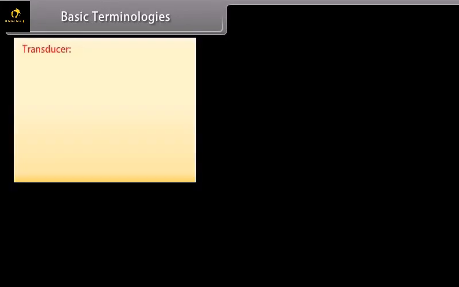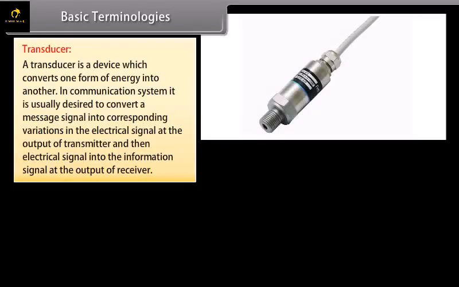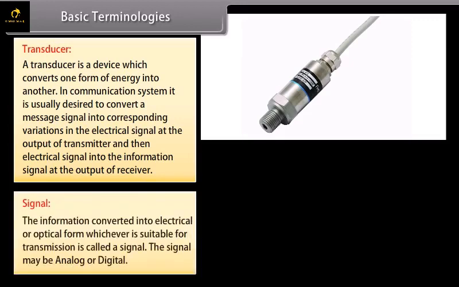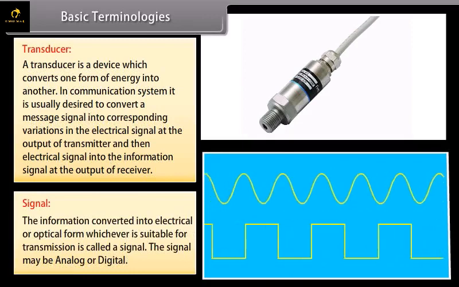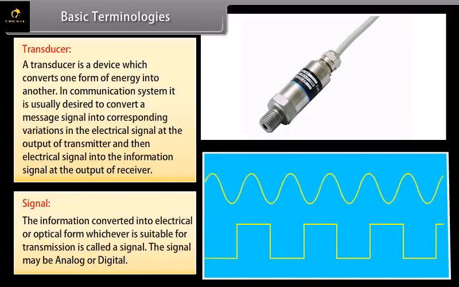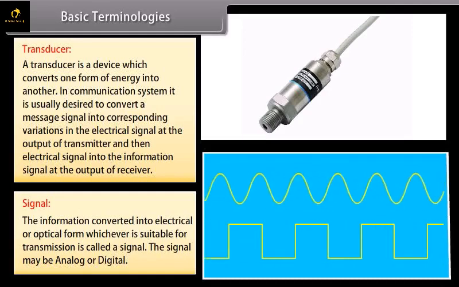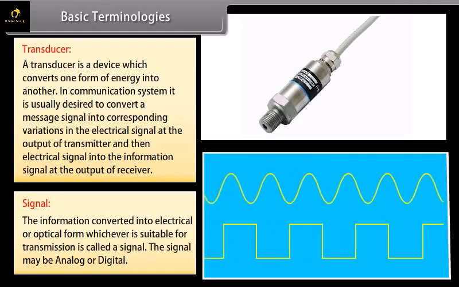Basic terminologies. Transducer. A transducer is a device which converts one form of energy into another. In communication system, it is usually desired to convert a message signal into corresponding variations in the electrical signal at the output of transmitter and then electrical signal into the information signal at the output of receiver. Signal. The information converted into electrical or optical form, whichever is suitable for transmission, is called a signal. The signal may be analog or digital.